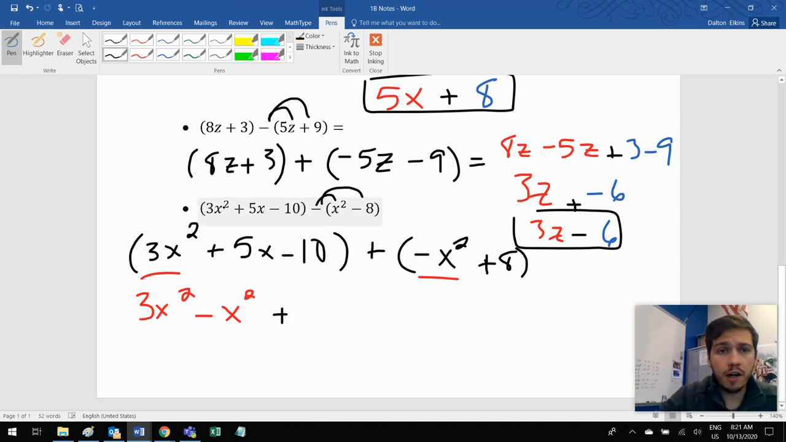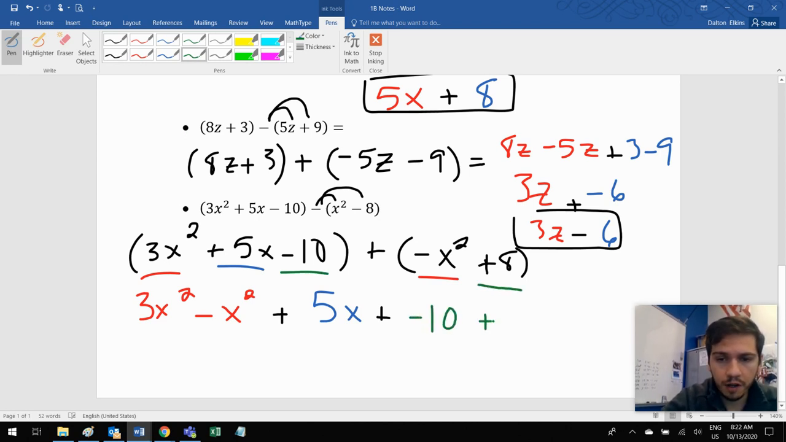Let's now look for our next term here, which is just an x. Now, if you look over into the second set of parentheses, the second polynomial, there actually is nothing with an x. So it's just 5x. It doesn't get a partner. We can't combine it with everything. It's just by itself. So it's not changing. And the last thing we have is our numeric, which are our non-x terms. So negative 10 plus 8.